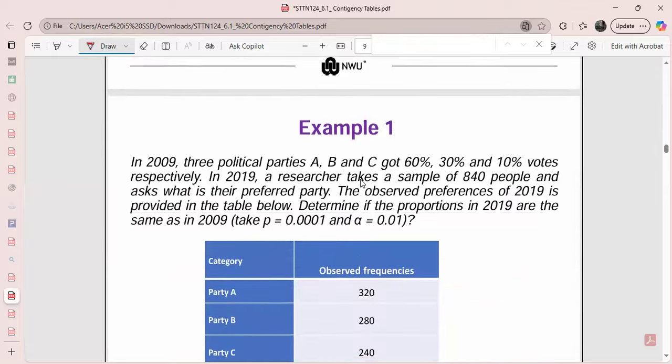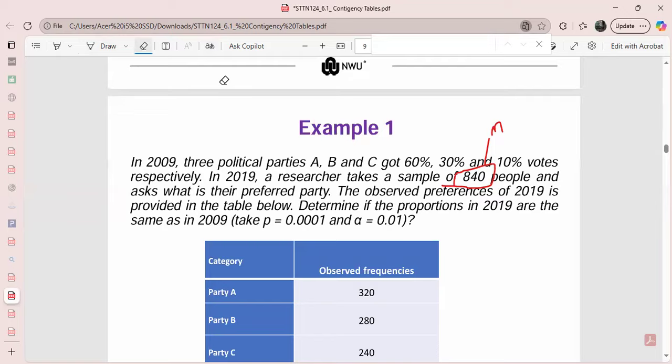Okay, and then this is an example. Let's look at example one. They say that in 2009, three political parties A, B, C got 60%, 30%, and 10% of the votes respectively. In 2019, a researcher takes a sample of, this is very important, 840. Meaning n is equal to 840, the sample size. Here, n is equal to 840.